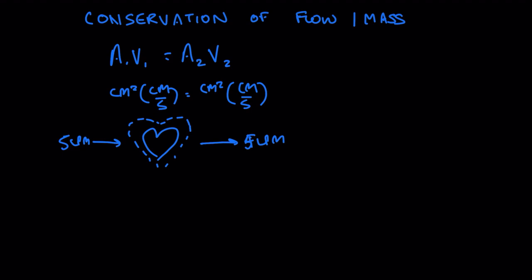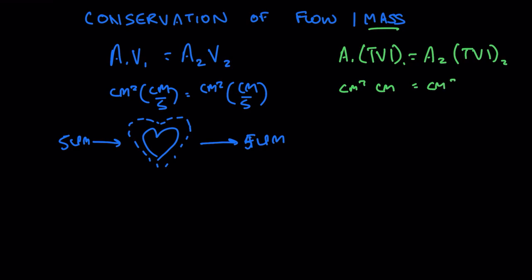The idea of the conservation of mass is very similar, but we use a slightly different equation. So for conservation of mass, we use this equation. We say the cross-sectional area at a first point times the time velocity integral, you may remember that from our previous video, at that point equals the cross-sectional area at a second point times the time velocity integral at a second point. And the units for this, centimeter squared times centimeter equals centimeter squared times centimeter. So it's centimeter cubed, or a volume.